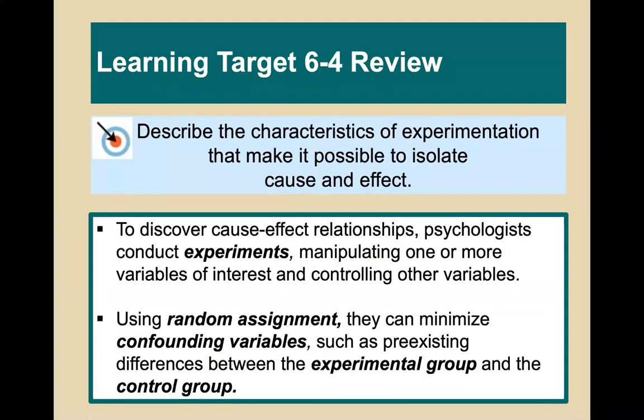So describe the characteristics of experimentation that make it possible to isolate cause and effect. To discover cause and effect relationships, psychologists must conduct experiments, manipulating one or more variables of interest and controlling other variables, and using random assignment to minimize confounding variables, such as things like pre-existing differences, between the experimental group and the control group.